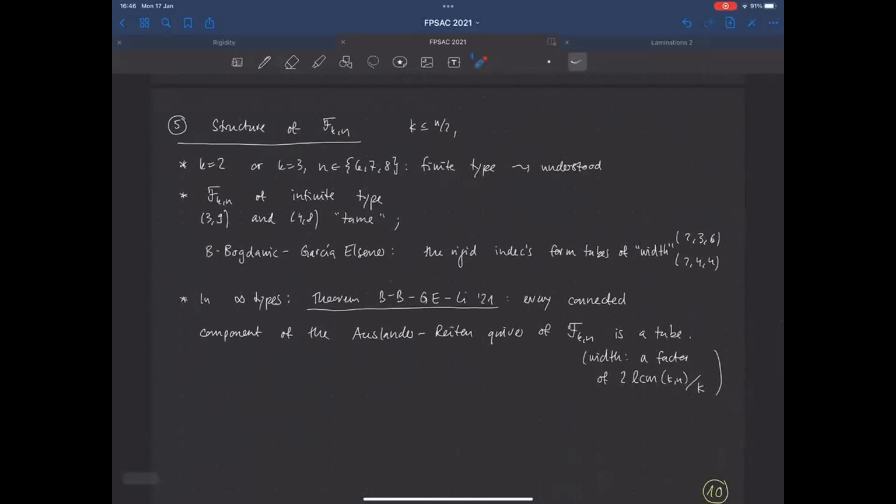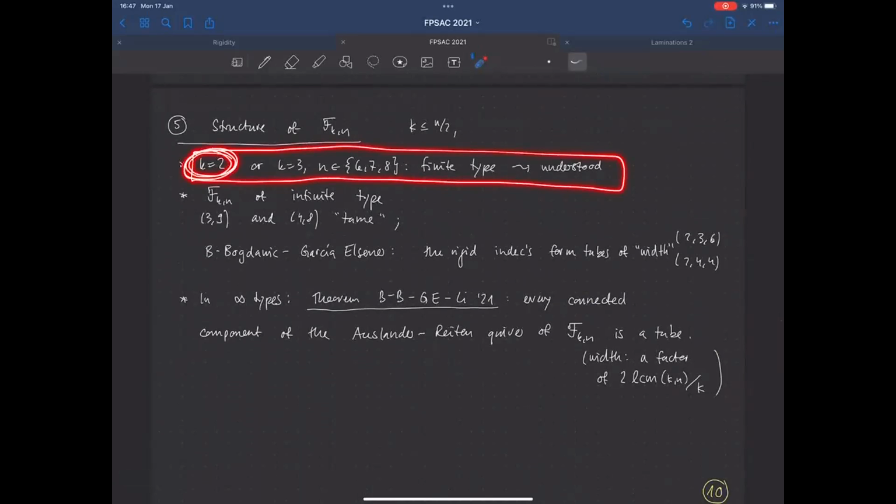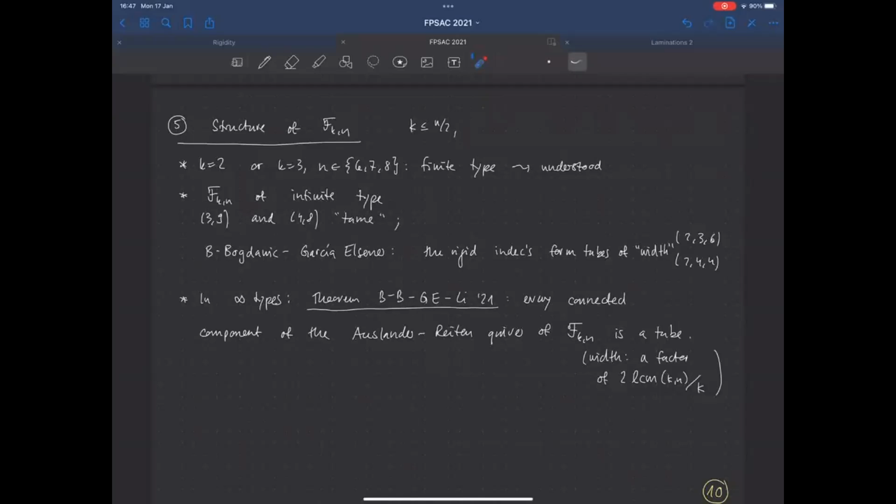So to understand the structure of these categories, well, there are finite types. When k is 2, it is like in the cluster algebra picture, we deal with triangulations of a polygon, and there are only finitely many diagonals. And this explains the whole cluster algebra or cluster category. Or when k is 3, we have three more cases, n is 6, 7, and 8. So these are well understood. You find the description of the categories in the paper by Jensen, King, and Su.